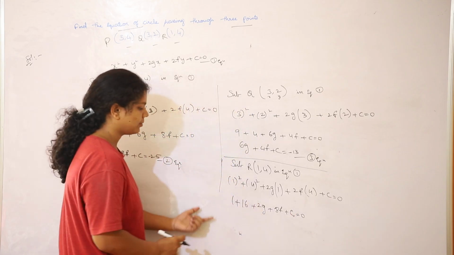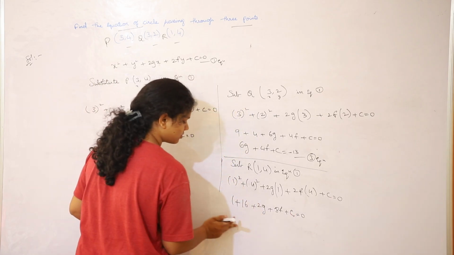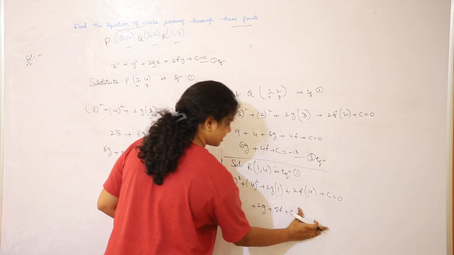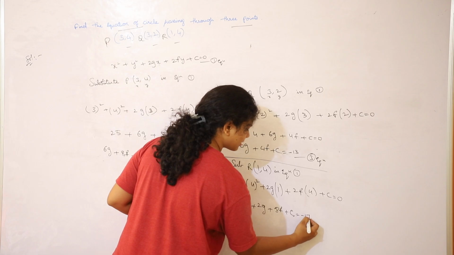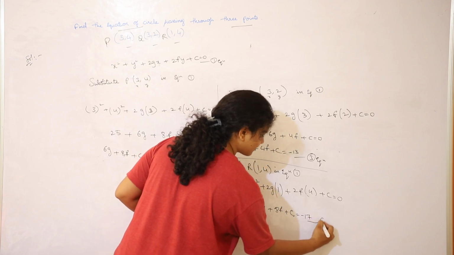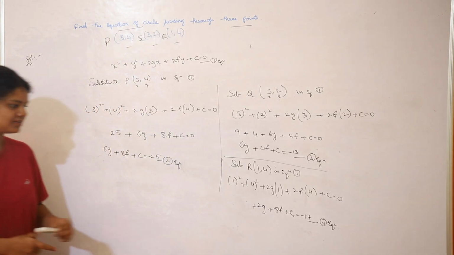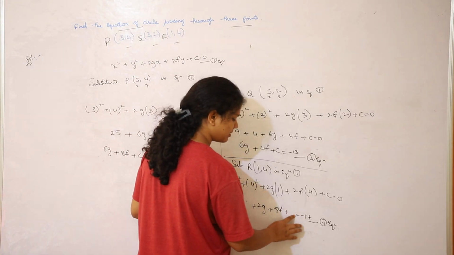Now guys, I will start writing here. Just don't go to the next step yet. 1 plus 16 is 17, so take the 17 to the other side, and it becomes minus 17. Let this be the fourth equation. Clear? Is everything correct? Did you get the same equations?